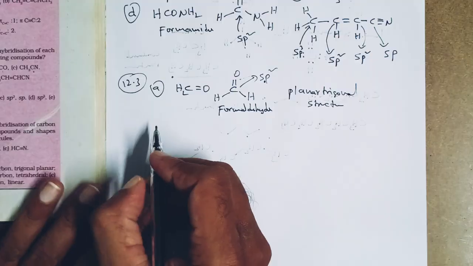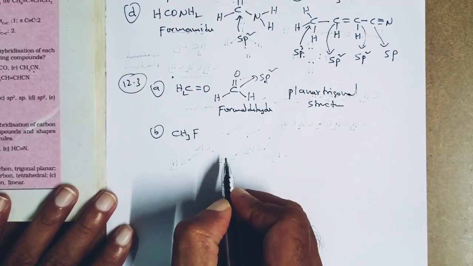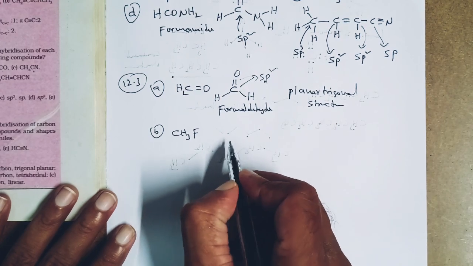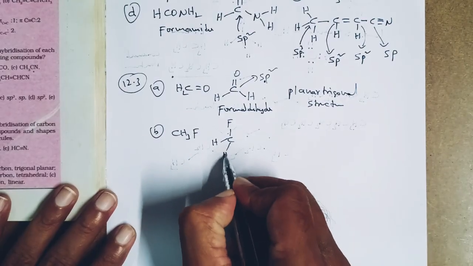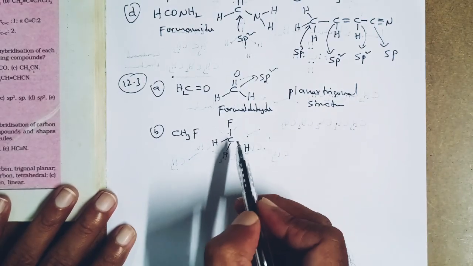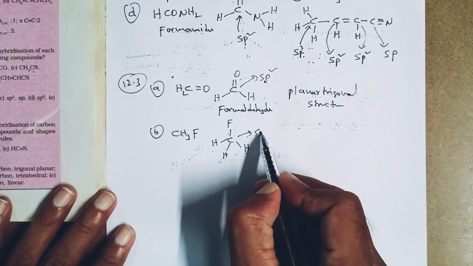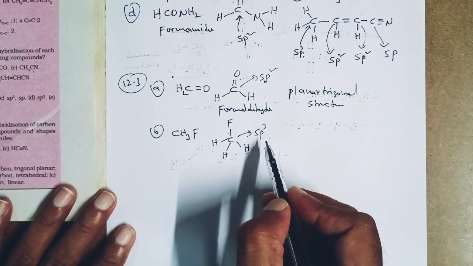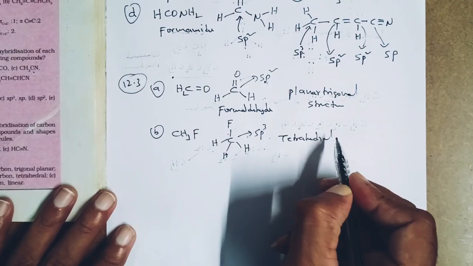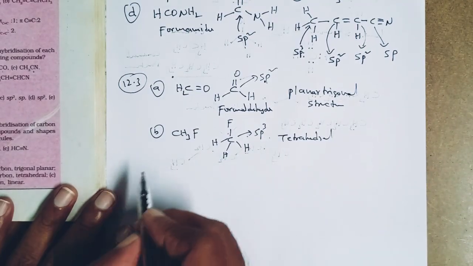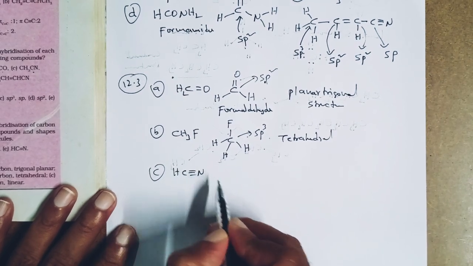Okay. The second question, B, is CH3F. CH3F means first write carbon. Above I am writing fluorine. Here H, here H, here H. All are single bonds, so obviously it is sp3 hybridization. When it is sp3 hybridization, obviously it is a tetrahedral structure. Okay. C is HC triple bond CH.